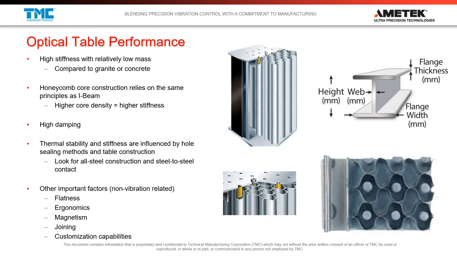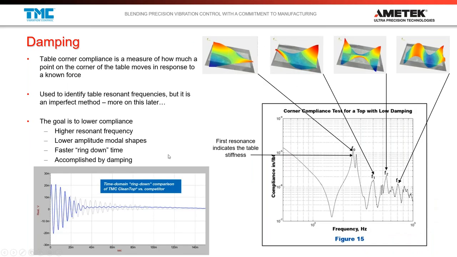There are other important factors like flatness, ergonomics, magnetism, and the ability to join and customize them, but these are non-vibration related. So I'm not going to talk about those features, because I really want to focus on the features and the construction of the optical table that really help its performance. And it's really all about damping. So we're going to talk a little bit more about damping and what it is.